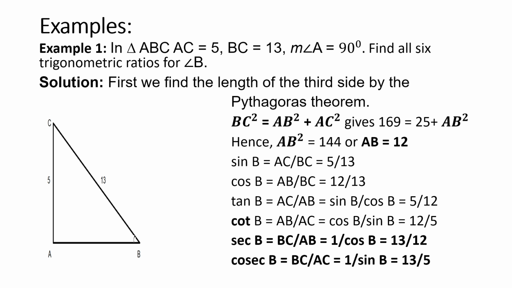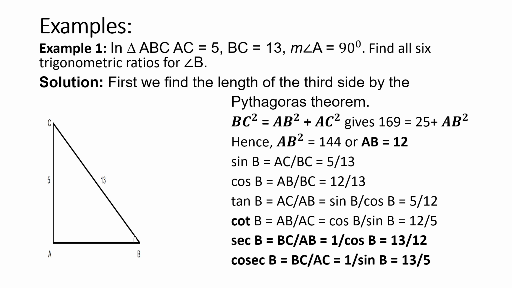First, you have to find all the ratios for angle B. First is sine B. Now we know sine is opposite side upon hypotenuse. So which is the side opposite to B? It is AC. So sine B is AC upon hypotenuse BC, which is 5 by 13. Cos B is adjacent side upon hypotenuse. Which is the side adjacent to angle B? It is AB. So cos B is AB upon BC, or 12 by 13.